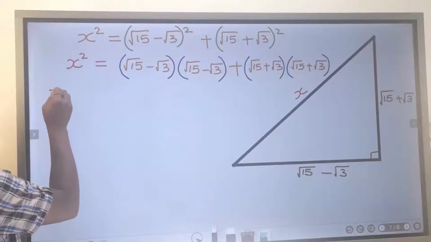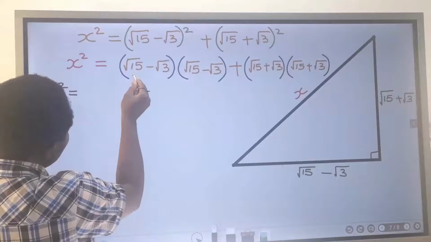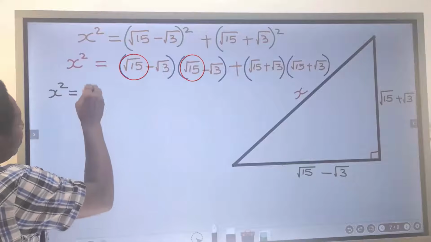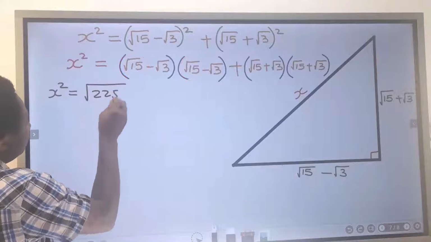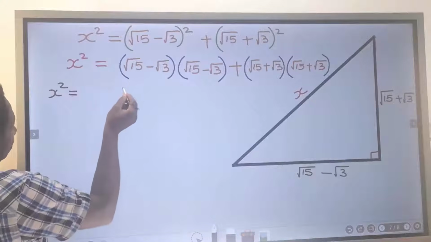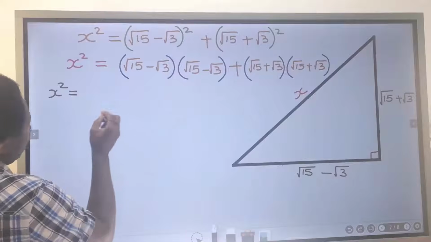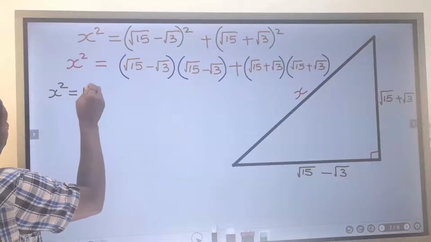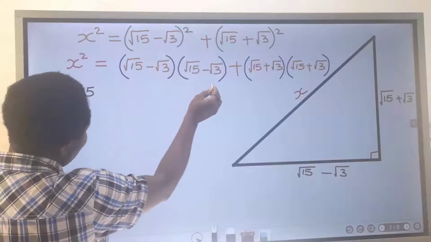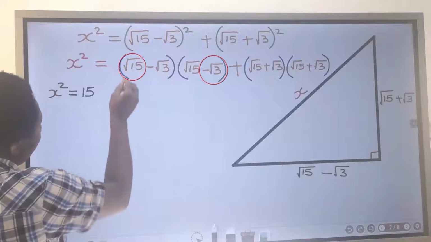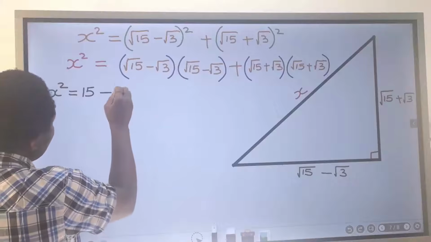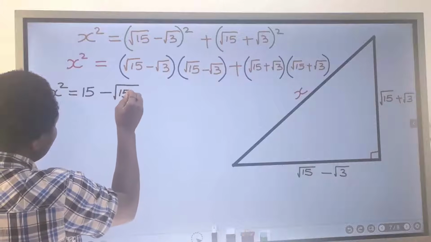Here we have x squared. The square root of 15 multiplied by the square root of 15. We are going to have the square root of 225. The square root of 225 will return only 15. The square root of 15 multiplied by the square root of 15 will return only 15. Next, the square root of 15 will multiply minus the square root of 3. Plus times minus will give you a minus. This is the square root of 15.